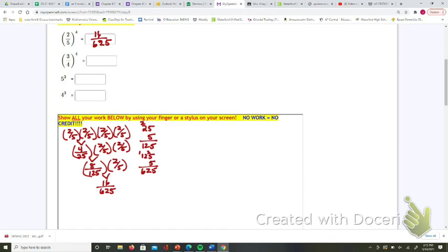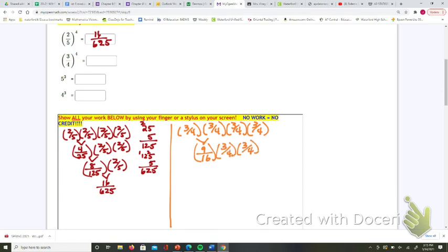Okay, now we're ready to do the second one. And the second one is 3/4 to the 4th. So I'm going to separate my work area. So it's 3/4 times 3/4 times 3/4 times 3/4. So 3 times 3 is 9. 4 times 4 is 16. Times 3/4 times 3/4. Okay, 9 times 3 is 27.